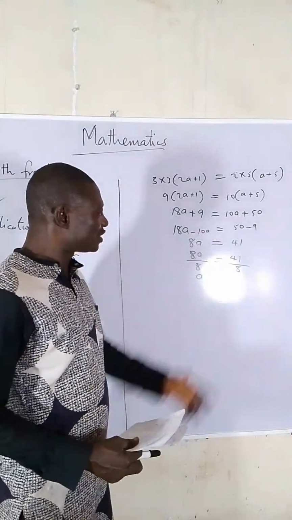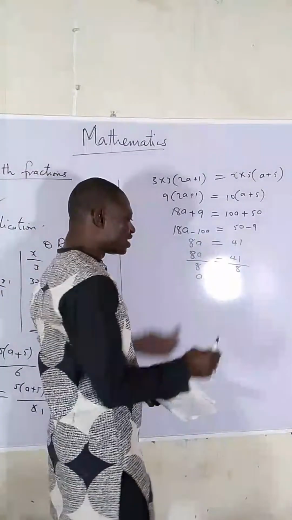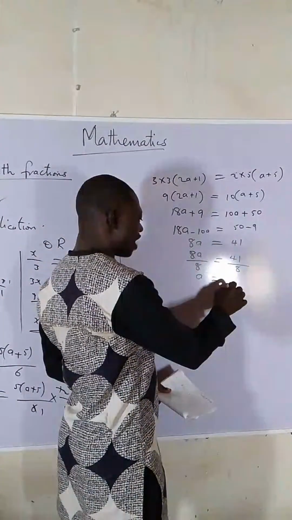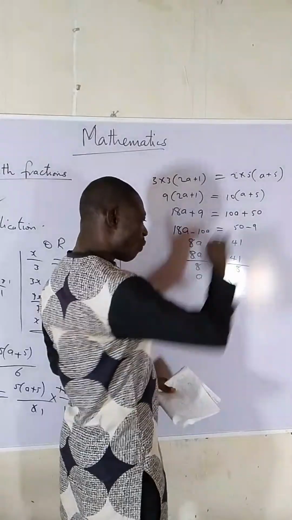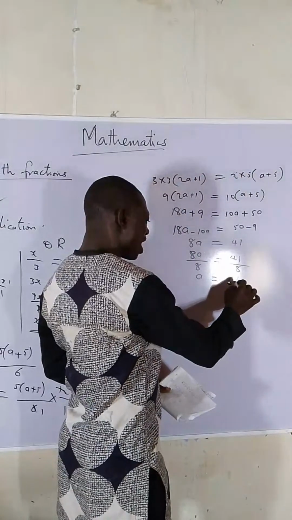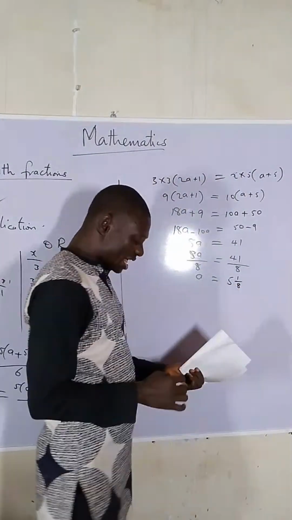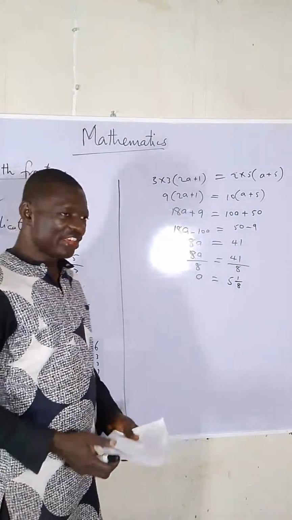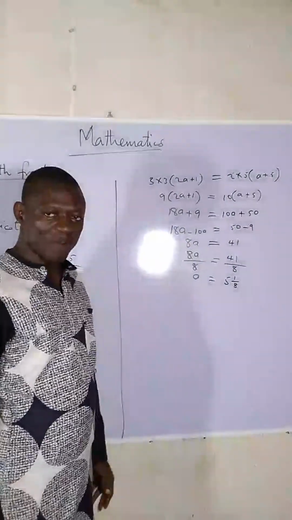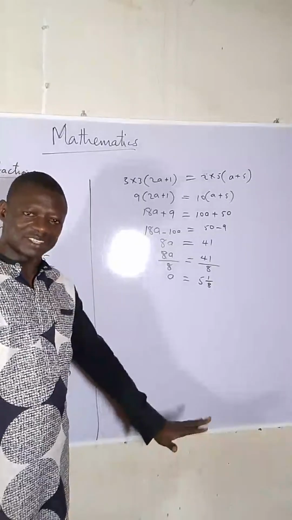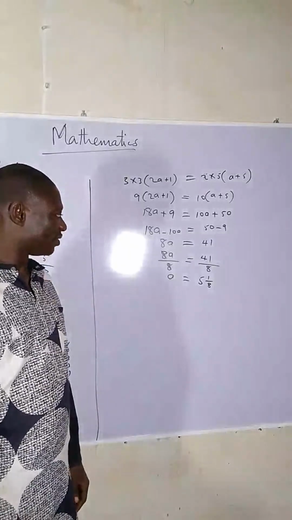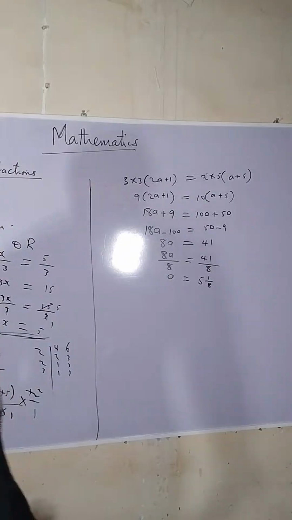Now, if 8 times 5 is 40, that means 40 will give you what? 5 whole number. Okay? And then 1 is remaining. That 1 is 1 over 8. So our last answer will be A is equal to 5 whole number 1 over 8. That gives us the last answer of this. So we have used the LCM method to clear the fraction before working.